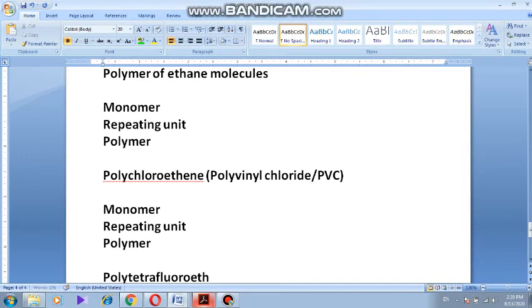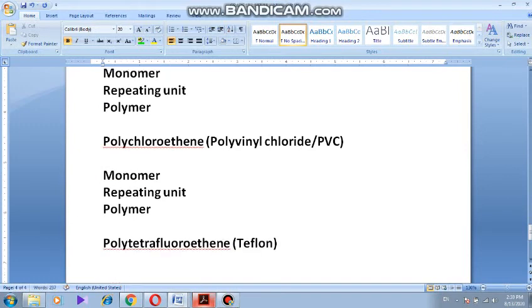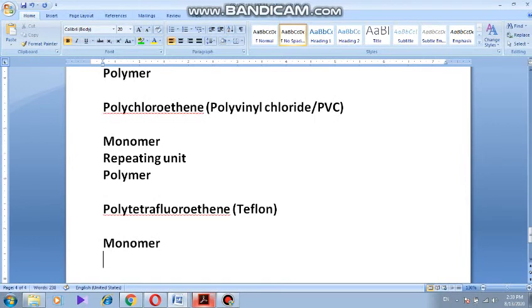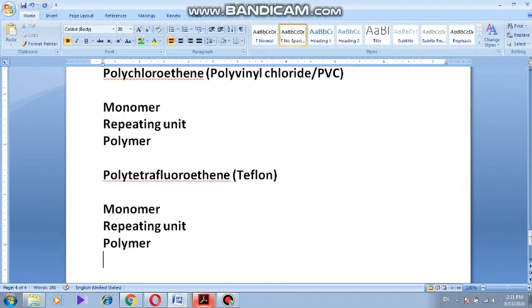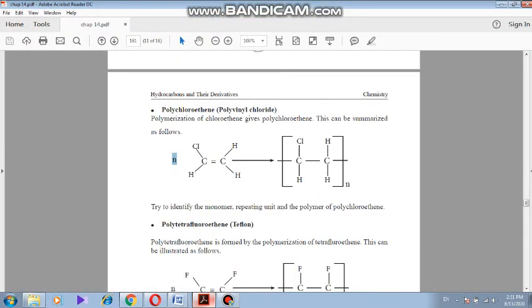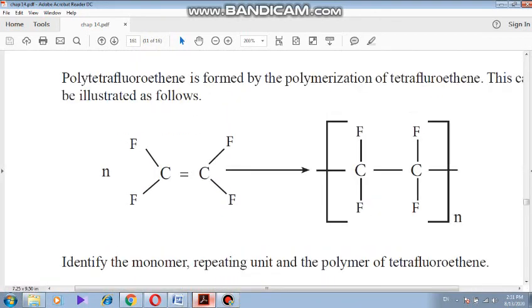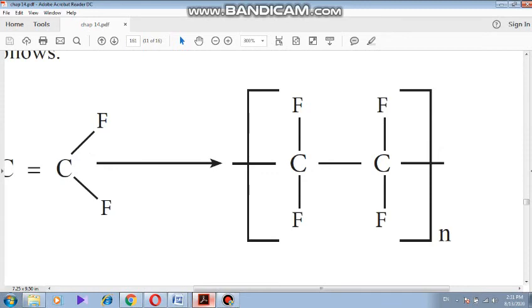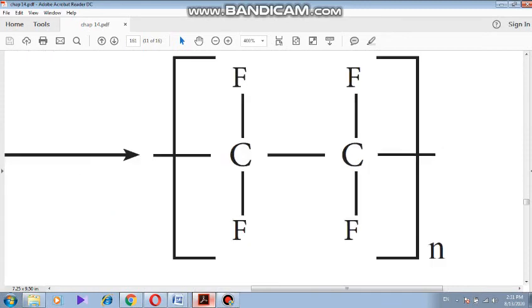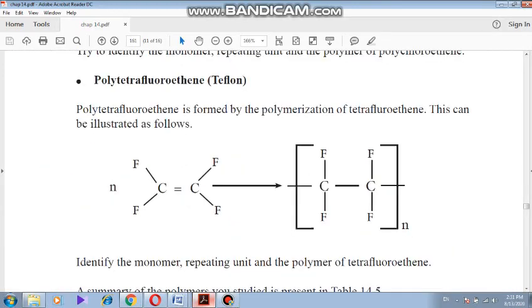The third one is polytetrafluoroethene. It is also called Teflon. It also has a monomer, a repeating unit, and a polymer. So here is the equation. Hope you can identify the monomer. Hope you can identify the polymer. In the polymer, if you remove the bracket and N, then it will become the repeating unit.